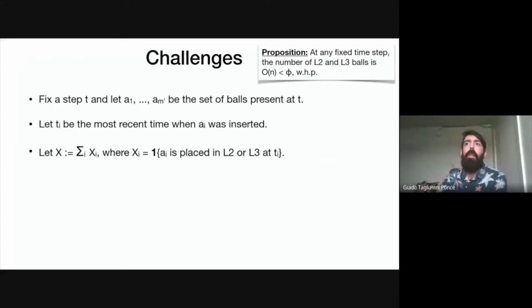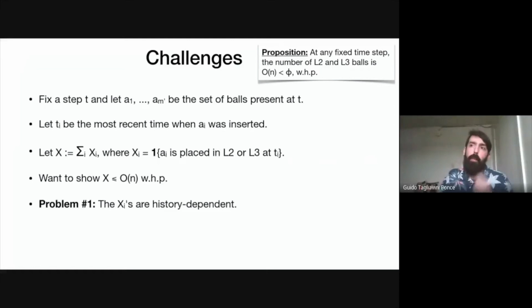And let's define this variable x, which is the sum of these xi's, where xi is 1 if Ai was placed in level 2 or level 3 at Ti. Right. And so what we want to show is that x is at most that, often with high probability.